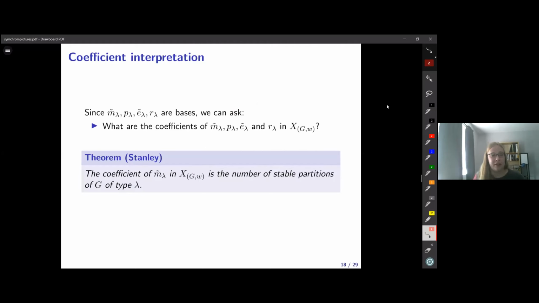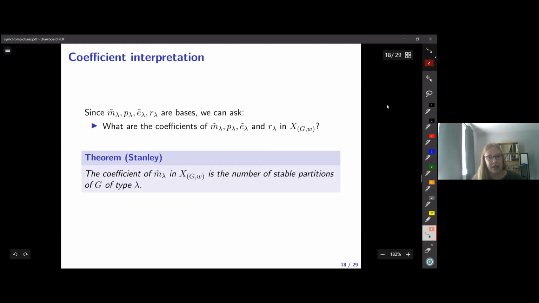Which is the question I conveniently wrote on this slide, right? If we take the chromatic symmetric function, which is an element of a vector space, and translate it to one of our many bases, do the coefficients tell us a fact about the graph?